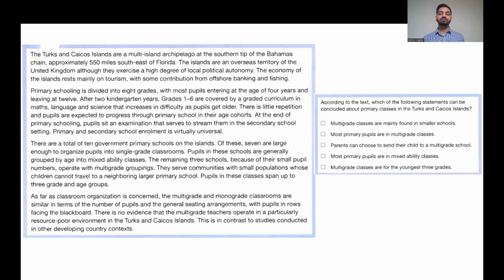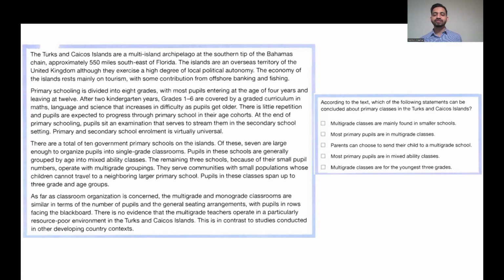Most pupils are in multi-grade classes. So if you think about this, there are a total of 10 primary schools on the island. Of these, 7 are large enough to organize pupils into single grade classrooms. So if 7 out of 10 schools, which are large, are offering single grade classrooms, option number 2 cannot be correct, right? Because option number 2 says most primary pupils are in multi-grade classes. So I think I can eliminate that.